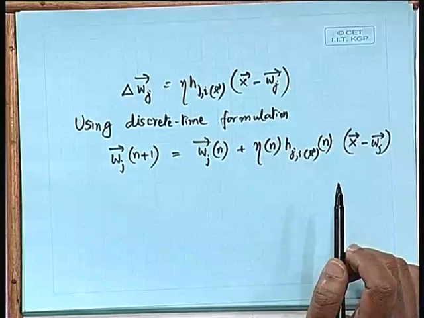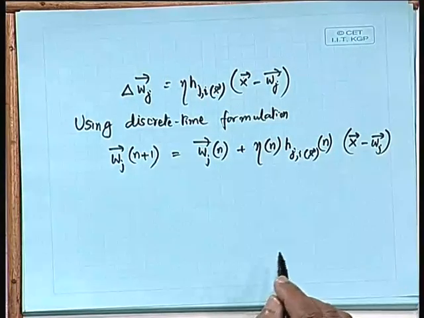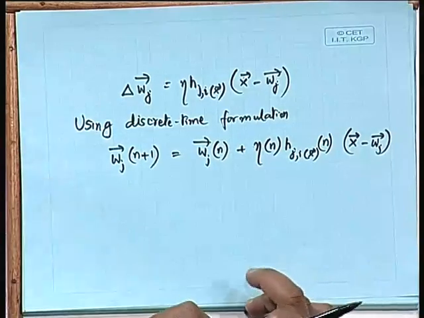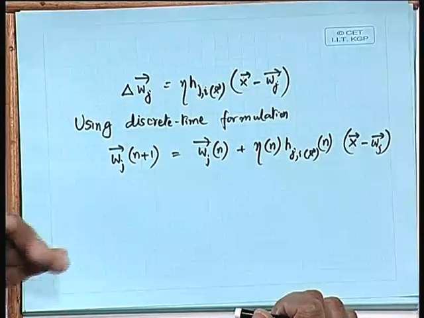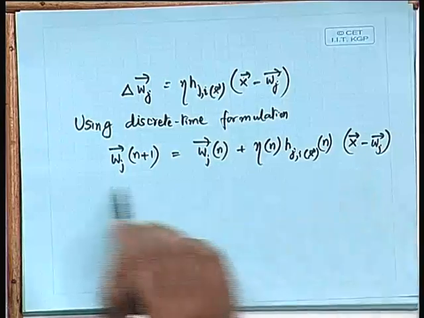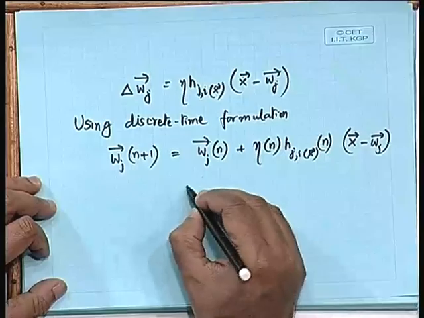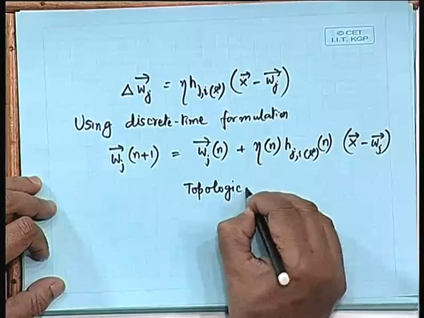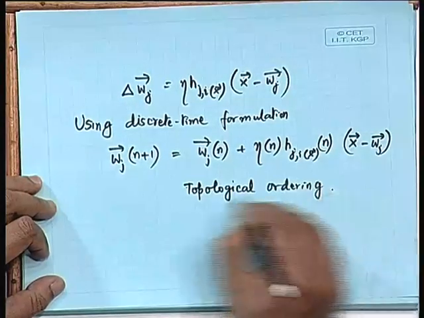Now, the topological ordering aspect, if it is still not clear to your mind, we will be telling some examples later on. But ultimately this is the formula which will lead to the topological ordering, because that is the greatest strength of the self-organizing map.